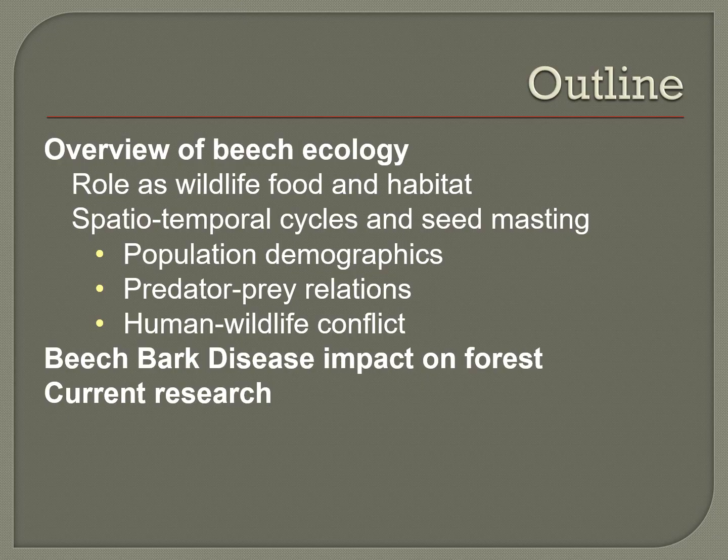I'll start the presentation by giving a general overview of American beech ecology. I'll talk about the role of this tree as both wildlife food and habitat for many species. I'll also talk about some spatiotemporal cycles and seed masting, because beech nuts are what we consider to be a mast species. They are not produced every year by the trees, and the impacts that this has on population demographics of both forest components on the plant side as well as the animal side, predator-prey relations, even looking at some aspects of human-wildlife conflict that relate to this beech seed cycle.